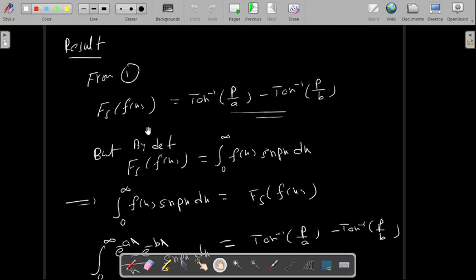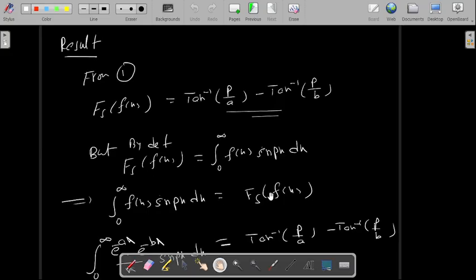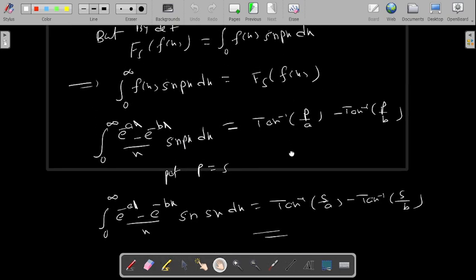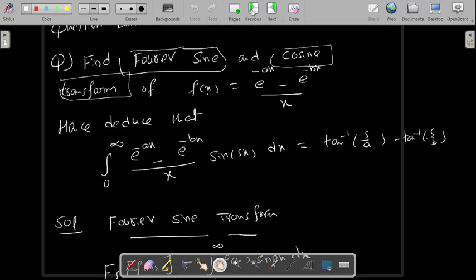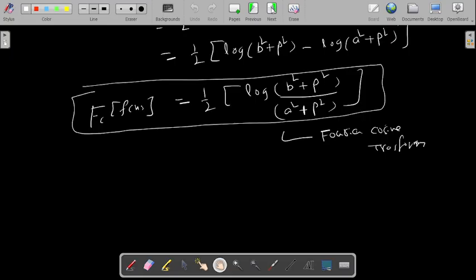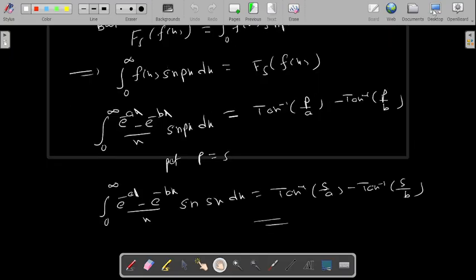Once again, look here: from 1, the Fourier sine transform is tan inverse p by a minus tan inverse p by b. But by definition, the Fourier sine transform we wrote earlier is integral 0 to infinity f of x sin px dx. Write this in reverse: integral 0 to infinity f of x sin px dx equal to Fs of f of x. What is this answer? Tan inverse p by a minus tan inverse p by b. Okay, put p equal to s. So put p equal to s, this result is our hence result. Okay, hence result.